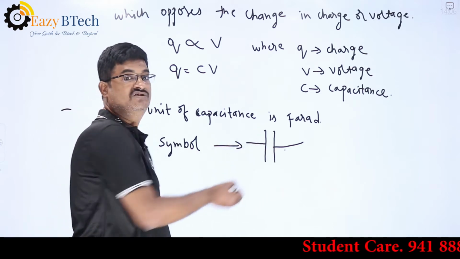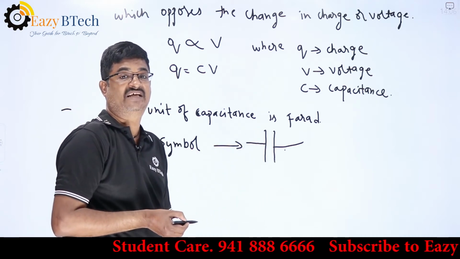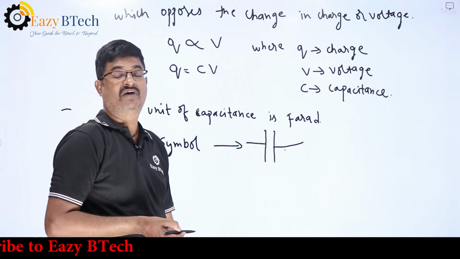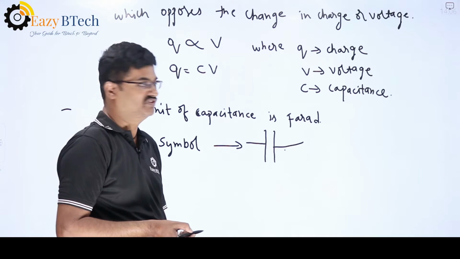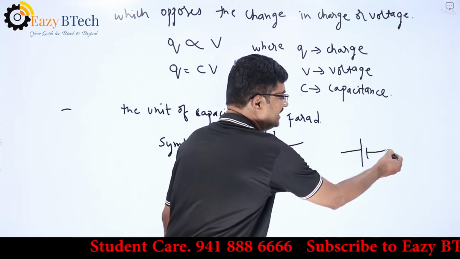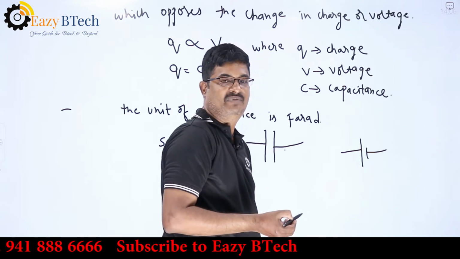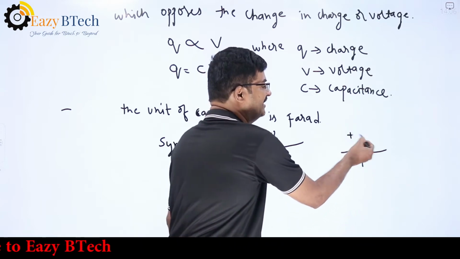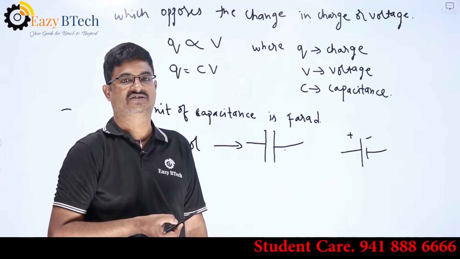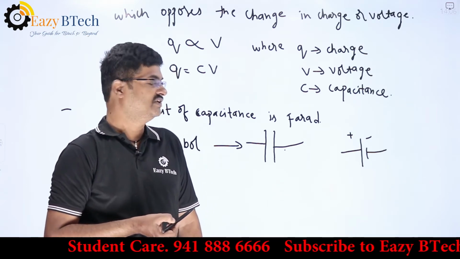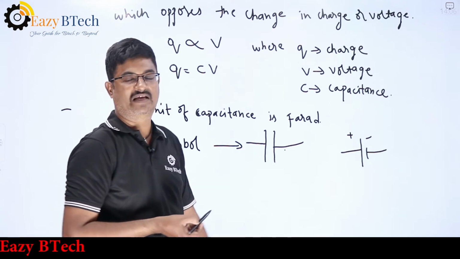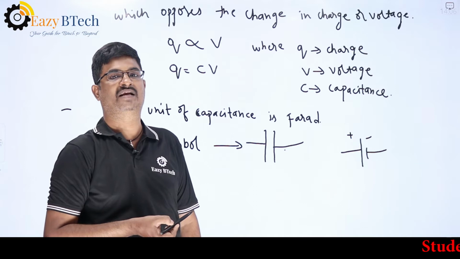Here the two lines should be parallel to each other and they should have the same length. Why? Because many people get confused, since the voltage source is also denoted like this. This is the symbol for the voltage source, where we have one long line and one short line, where the long line is said to be the positive and the short line is said to be the negative. But in the case of the capacitance, the two lines should be parallel to each other.